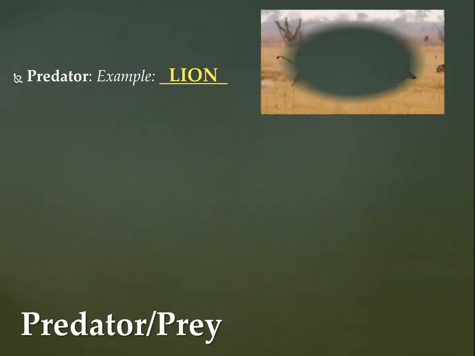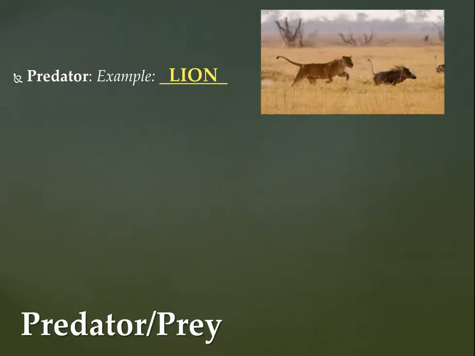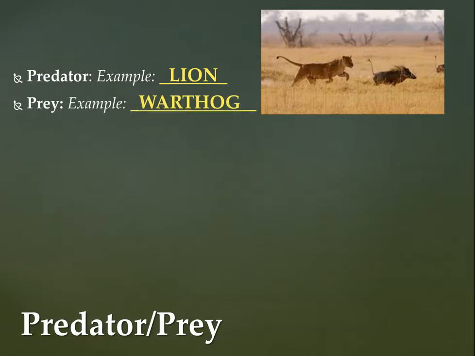The next type of relationship we're going to talk about a little bit is predator-prey. I know we've already done some activities in class about this, but let's learn a little bit more. An example of a predator is a lion. An example of the lion's prey would be, in this case, a warthog.